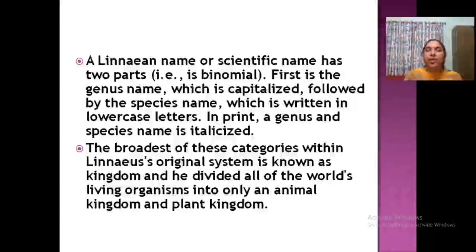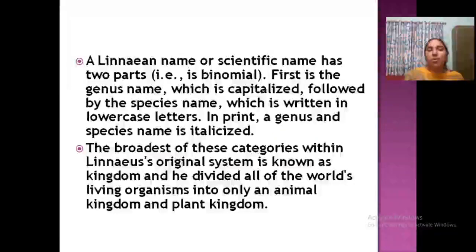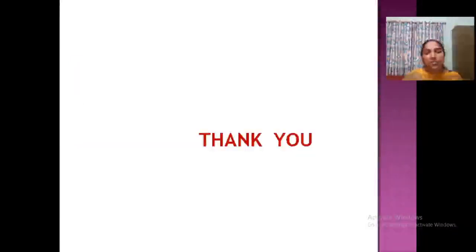Then in Linnaeus' original system, the kingdom was divided into classes. That's all about the first half, the introduction to classification. From this part you have to study natural, artificial and phylogenetic classification, their merits, demerits and examples, and also binomial nomenclature. Clear? I hope you understood well. Thank you.